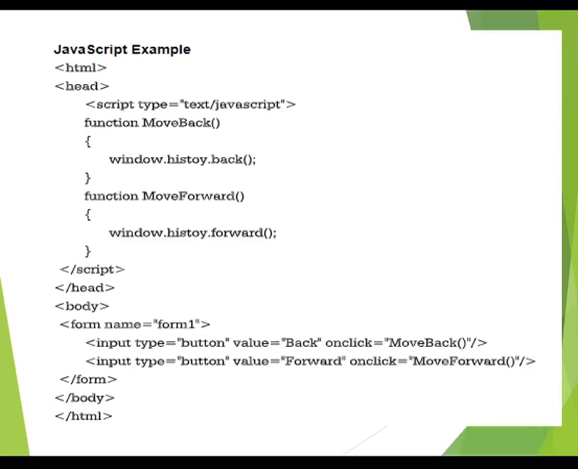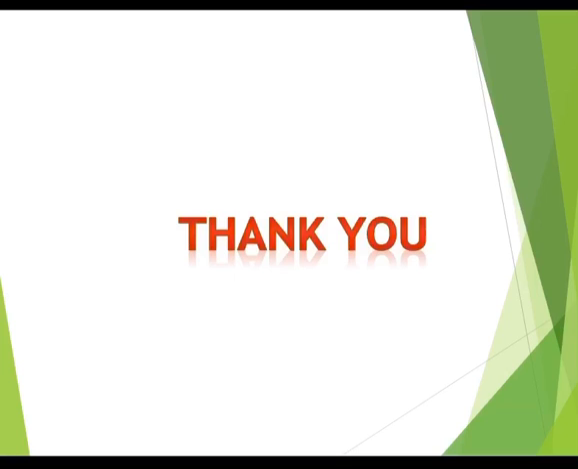Let's see the output. So you execute the code and see the output. You will get two buttons, move forward and move back. It will help you to view the history buttons and move back and forward in your history list.